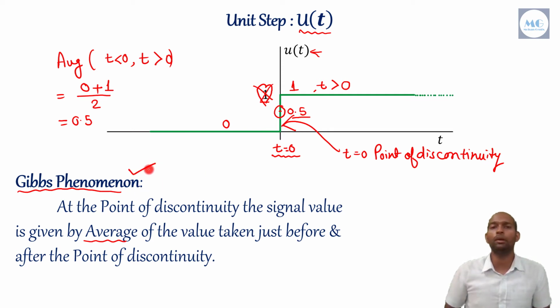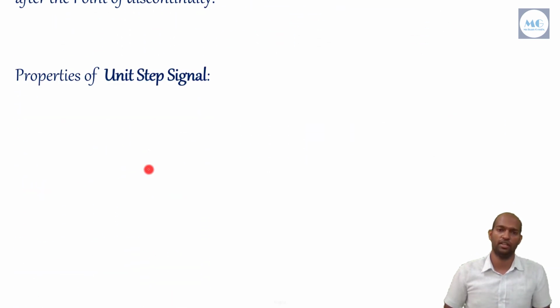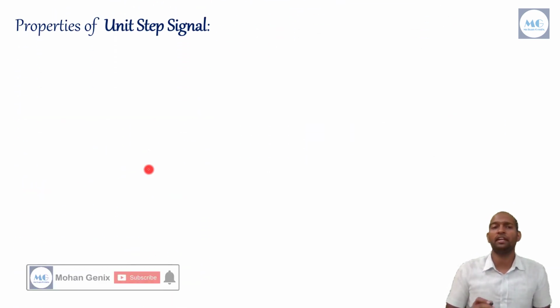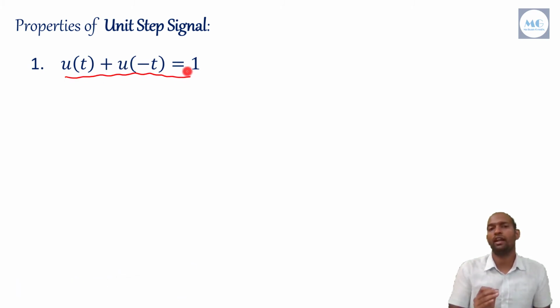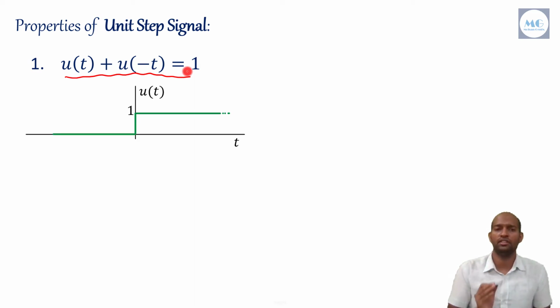So let's move into the properties of the unit step signal. Our first property tells us that u(t) plus u(-t) is equal to 1. How will it come? I will explain. First we have to draw the graph of u(t), that is like this. Now we have to draw u(-t).